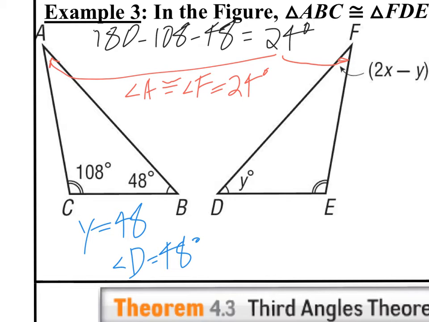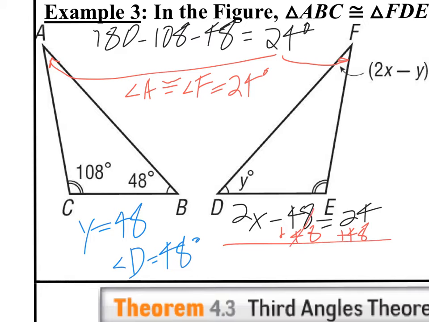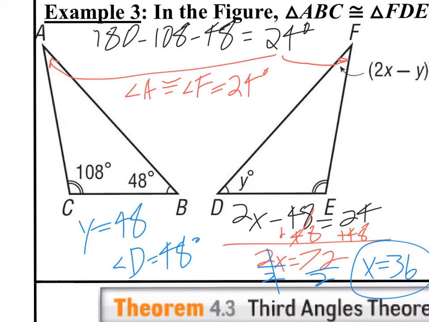Now let's just figure out what x is. So we're going to say 2x minus y, except we know that y is 48. So 2x minus 48 equals 24. So we're going to add 48 to the other side, and that's going to give us 72. So if 2x equals 72, divide both sides by 2, right? And 72 divided by 2 will give me a value of 36. And so that's example 3.